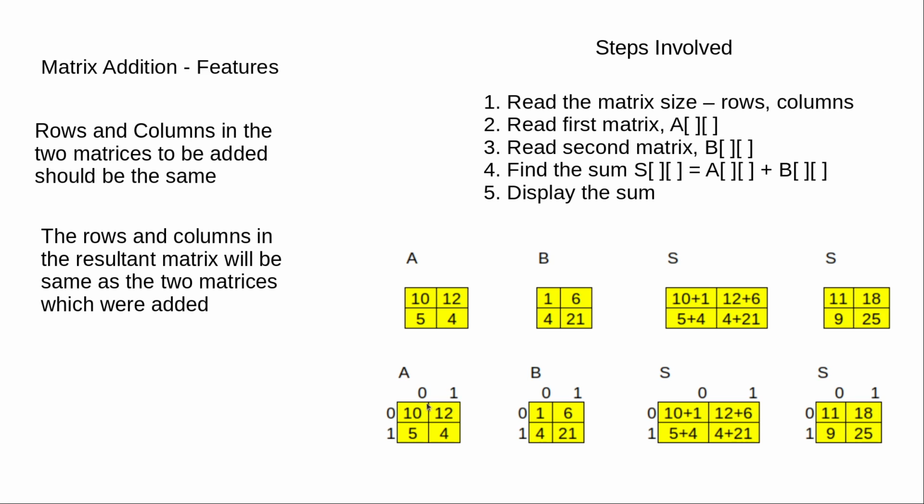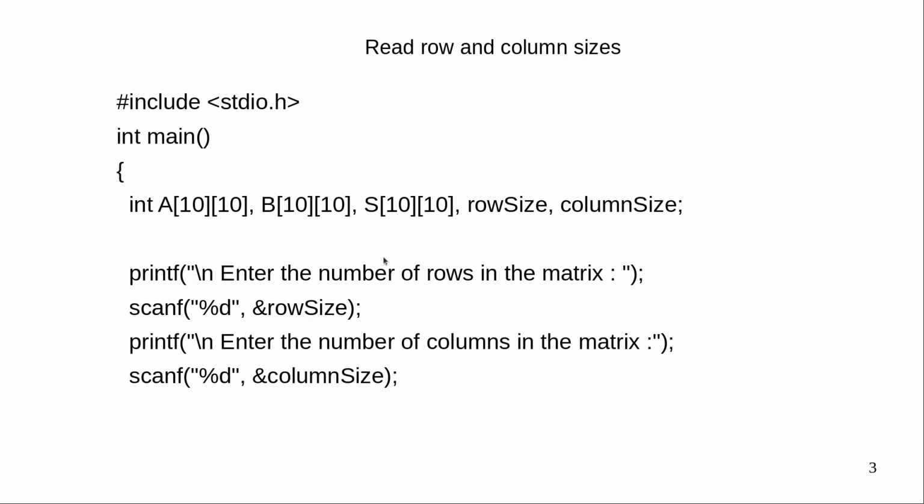If we bring in the computer way of looking at things, here this is a 2 by 2 matrix, and 10 is stored in the position 0 0. A of 0 0 we have 10, A of 0 1 we have 12, A of 1 0 has 5, and A of 1 1 has 4. Similarly, B also has 4 elements. And for finding the sum, here if it is S of 0 0, we add A of 0 0 and B of 0 0, that is 10 plus 1, and we find the sum here. So this is the resultant matrix. So just like 11, we can also find 9, 18 and 25. Okay, so this is a program.